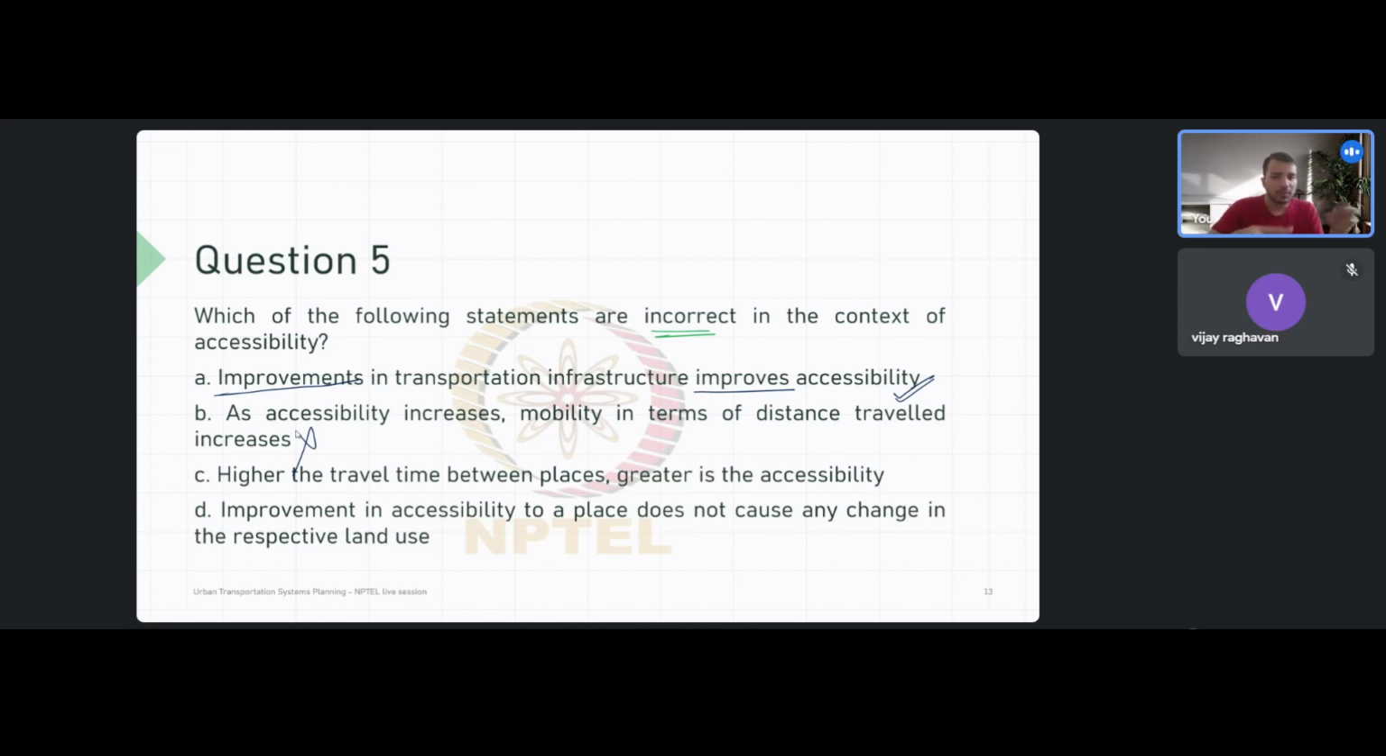So mobility will reduce with increase in accessibility. And higher the travel time between places, greater is the accessibility. So no, this is not correct, because if we want to go to another place in the city which takes 1 hour to go, we may not prefer to travel there. We will choose another place with the same purpose, somewhat closer. So the accessibility of that place is reducing due to more travel time. If a place is 10 minutes far, it is more accessible.